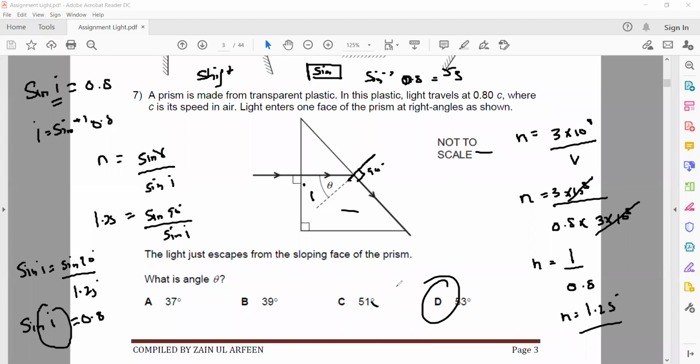Yusuf, you have a doubt? So sir, first we will find the speed and then we'll find. First we got the refractive index. Speed of light in a plastic or a medium is given, and speed of light in air we already know. So using that we got a refractive index, and using the refractive index we find the angle.